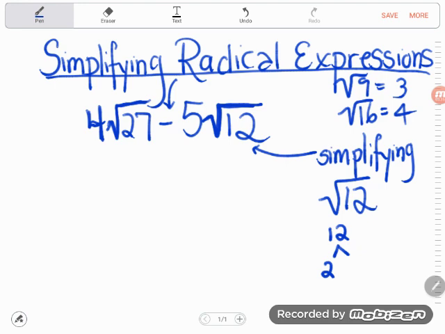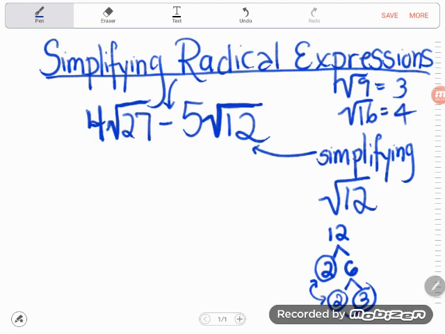So let me count by 2's. 2, 4, 6, 8, 10, 12. I counted 6 times, so 2 times 6 is 12. Now, 2 is what we call a prime number. I can't pull it apart any further, but 6 could pull apart further. It is still an even number, so there's another 2 within him. And again, let me count by 2's. 2, 4, 6. I counted 3 times, and so 2 times 3 is 6. And now I've pulled 12 apart to see what he's made of. He's made of 2 2's and a 3.